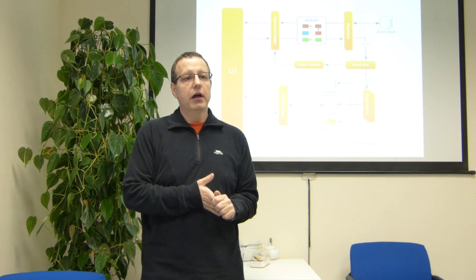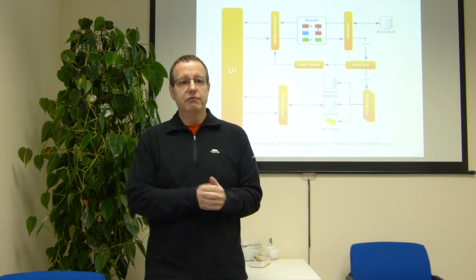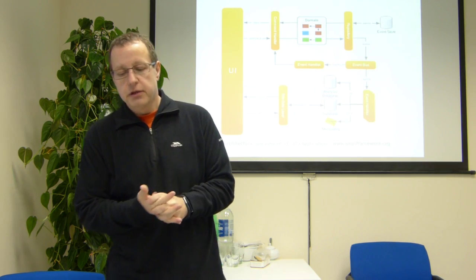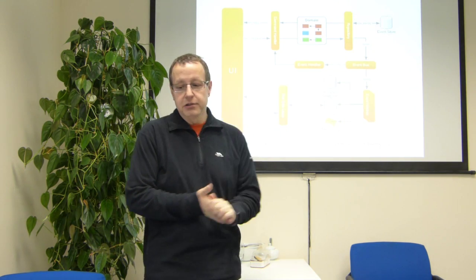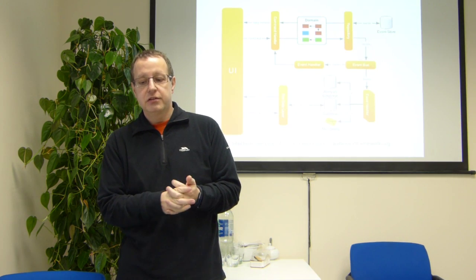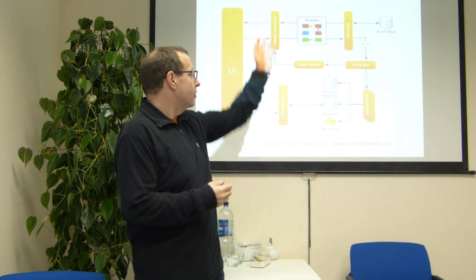So now let's introduce Axon. Axon is a CQRS framework, and it supports event sourcing, although event sourcing isn't required in the framework. Here's a high-level diagram of how you might design a CQRS application, and an Axon application typically follows this approach. The command and query is separated between the top half and the bottom.